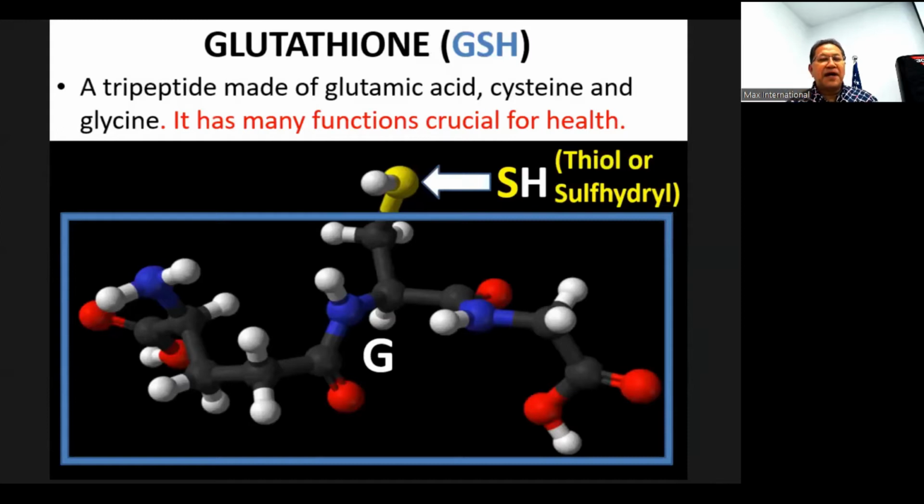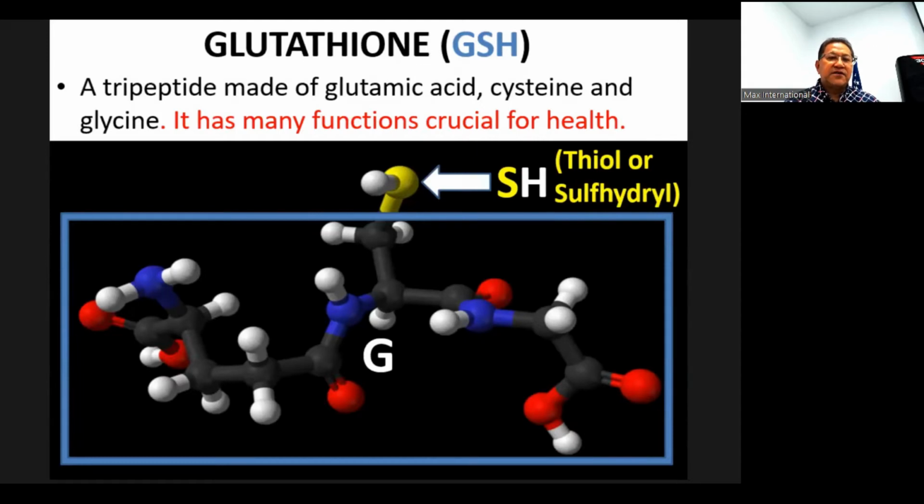Okay, so that's the part that gives glutathione its versatility, but that's also the part that makes glutathione fragile. When we handle the IV form of glutathione, we can actually smell the sulfur. You smell the sulfur because it's very fragile, so it starts evaporating also.